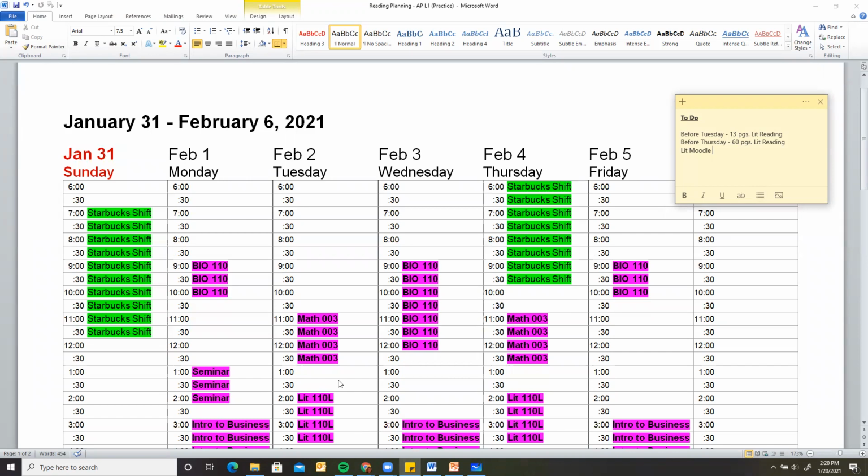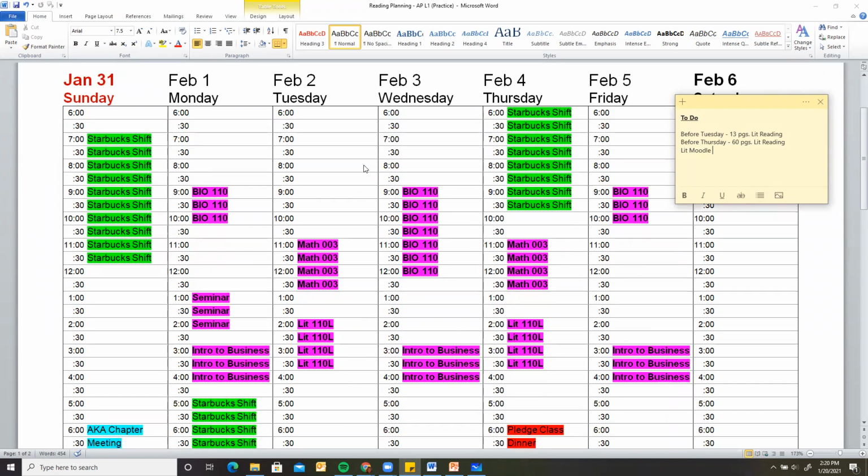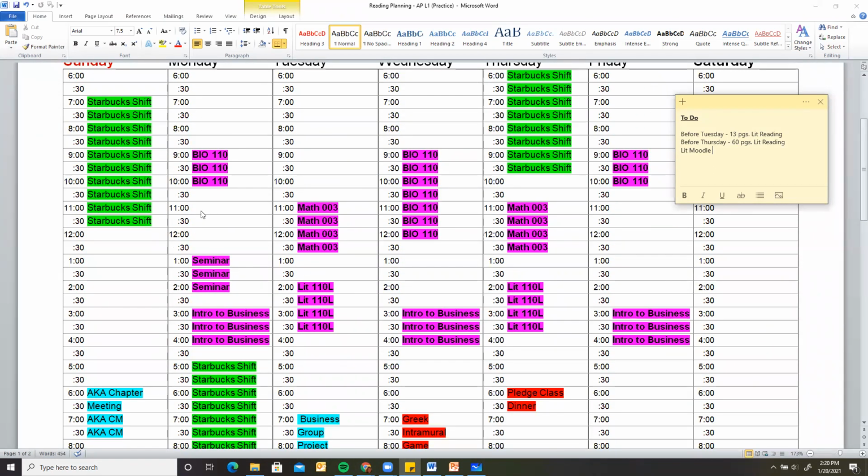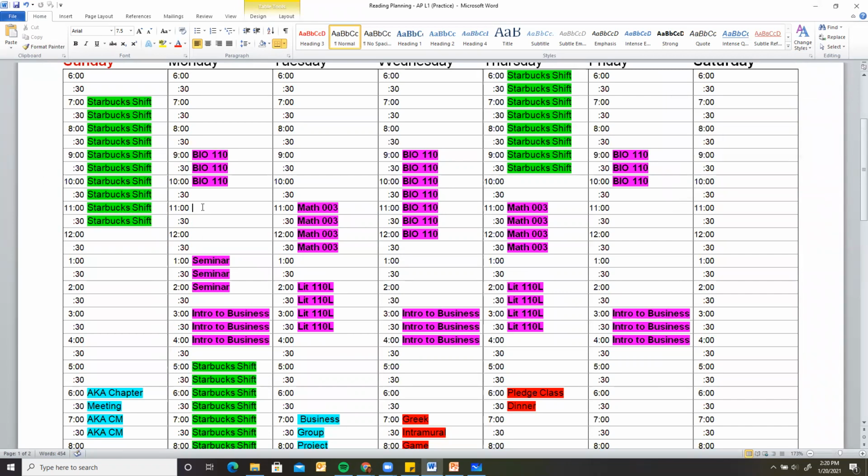Here's my lit class. I have some time in the morning, but that's a lot of time. Don't know if I'm going to want to wake up that early. I have a lot of time here, but I don't really need a lot of time to read 13 pages. So I think I'm going to really zero in on this short break that I have between my classes, and I'm going to put my lit reading there. I'm going to give myself an hour since it's still early in the semester and I don't know how long the readings will take me. Okay, and then it's done.